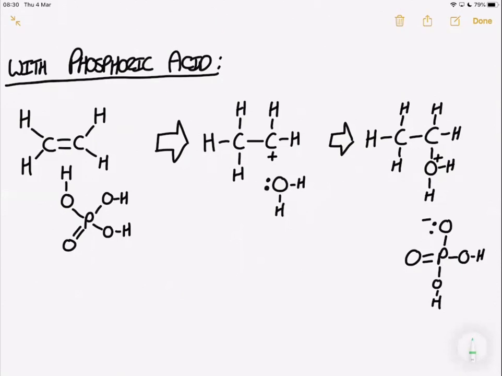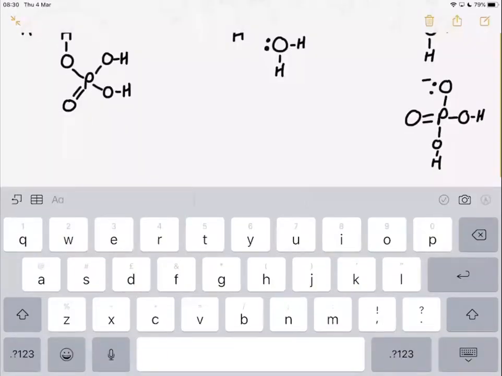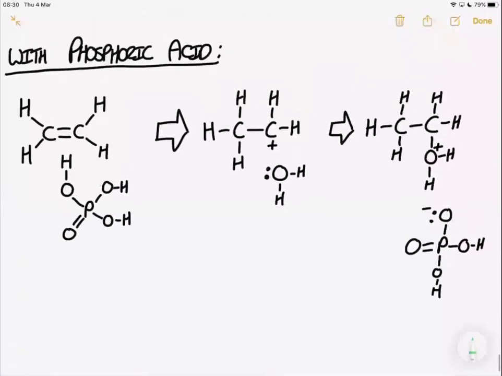Okay, so I'm just going to whiz through this. So, bish, bash, bosh. There we go. These are all the same movements. It's in one scheme because I've drawn everything really small, but these are all the same movements as what we've had so far. The fact that it's phosphoric acid, and that the negative ion formed from phosphoric acid, doesn't really make a great deal of difference.